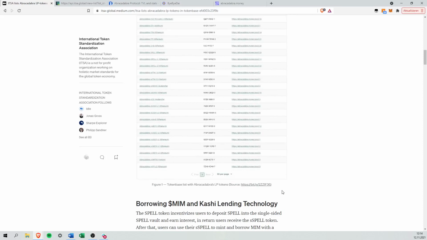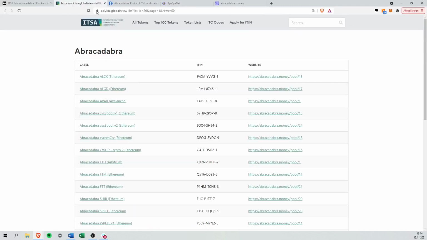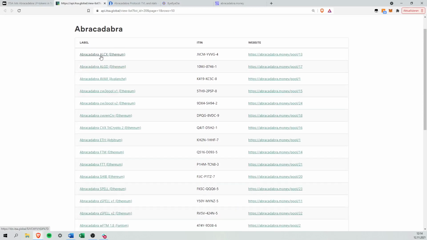Because Abracadabra uses the BentoBox from SushiSwap, which creates single-sided spell vaults. So different from MakerDAO, where we have a multi-collateralized DAI, here in Abracadabra we have these single-sided markets for each individual asset. And what we did, we listed them all in the token base. So if you click on the link, you will just get redirected to the token base. And here you can find all the different assets that can be deposited in the Abracadabra protocol.